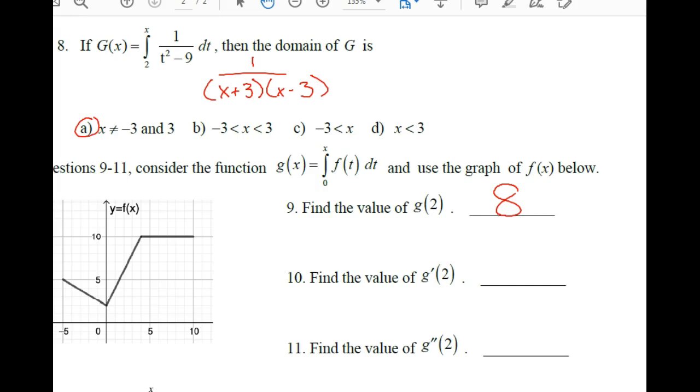So to find g prime of 2, use our formula. That's like taking the derivative of what is given to you. So g prime of x is like taking the derivative of g of x, right? The derivative of the integral of f of t dt makes g prime of x equal to f of x. So g prime of 2 is really equal to f of 2, which we already said was 6.